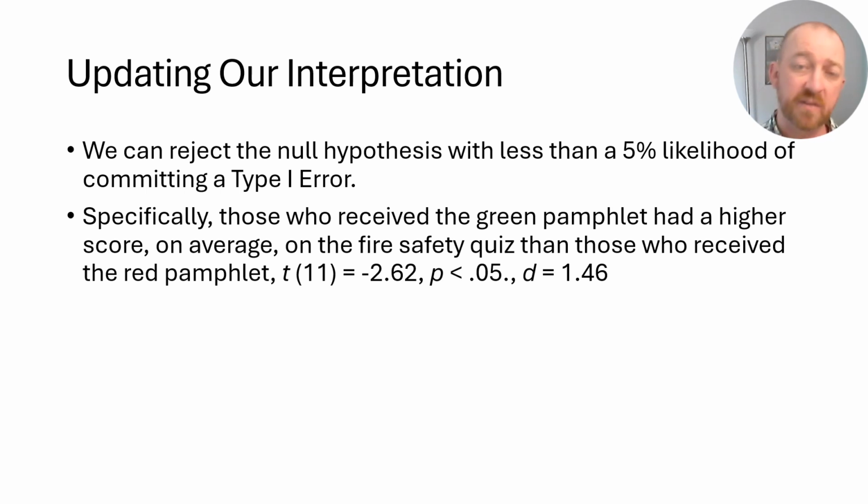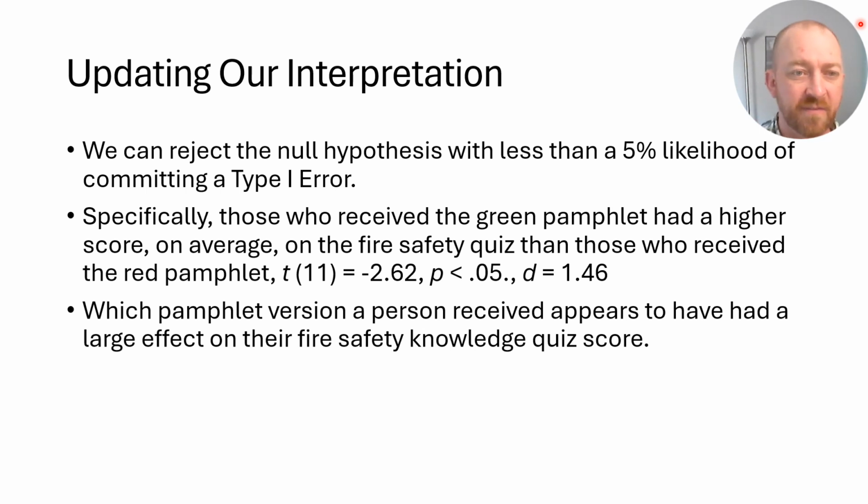We can get more specific and say it looks like those who received the green pamphlet actually did quite a bit better than those who received the red pamphlet in their test of fire safety knowledge. And I could say it seemed to be big enough that we could measure it with some reliability. We'd probably see it again, for example. But also now I can have this additional information, the d value there, the Cohen's d value that says it was a big effect. Okay, that's essentially what's interesting here about the effect size.